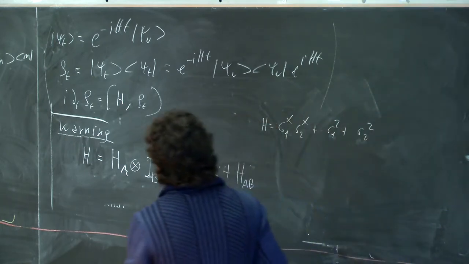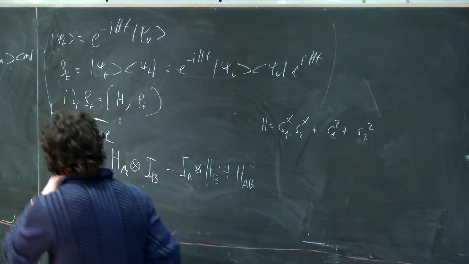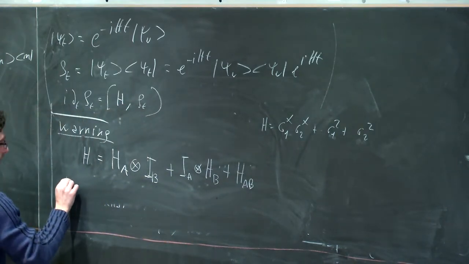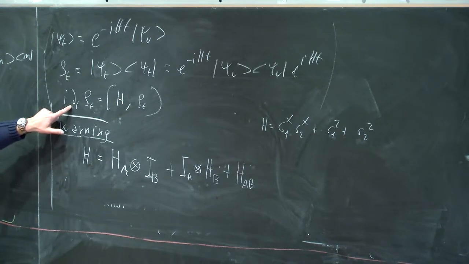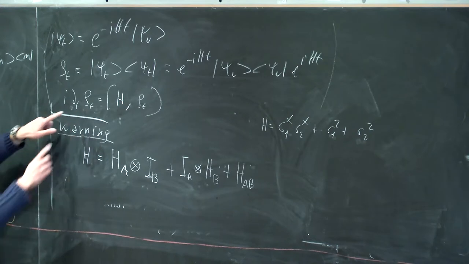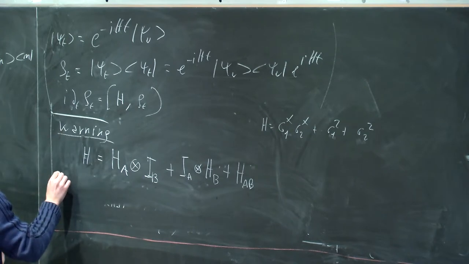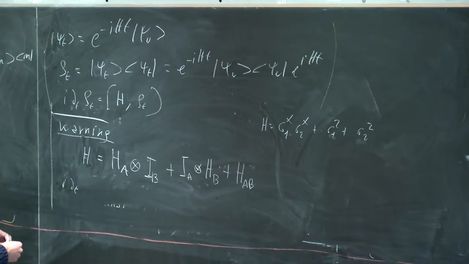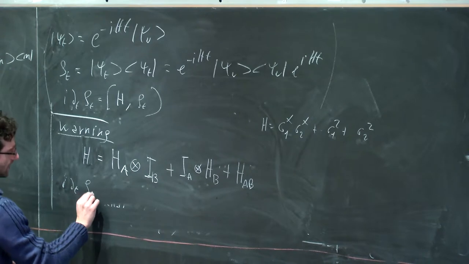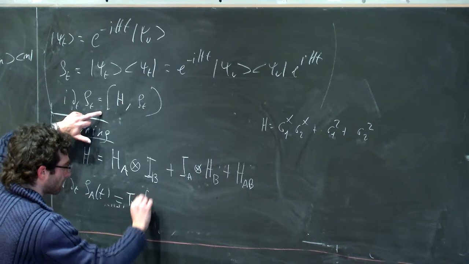Then, we know what is the time evolution of the total state, which is this one. So we can take the trace of this equation over the subsystem B, for example. What happens when we take this trace? Here the trace over the subsystem B is just the density matrix of the subsystem A. So we have i times the derivative with respect to the time of the reduced density matrix of the subsystem A, equal to the trace over B of what?